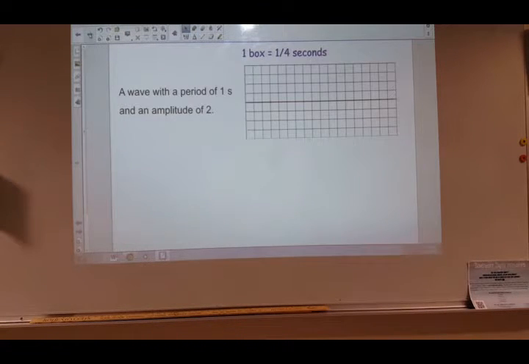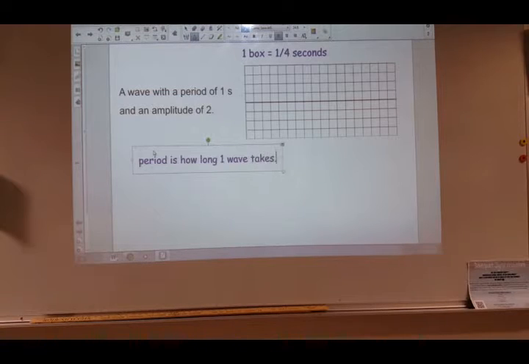All right, but let's take a look at one where you're not given frequency, but you're given a period. So a wave with a period of 1 second and an amplitude of 2, what does that mean? So remember that period is how long 1 wave takes. So each second is 1 wave, is what that statement means.